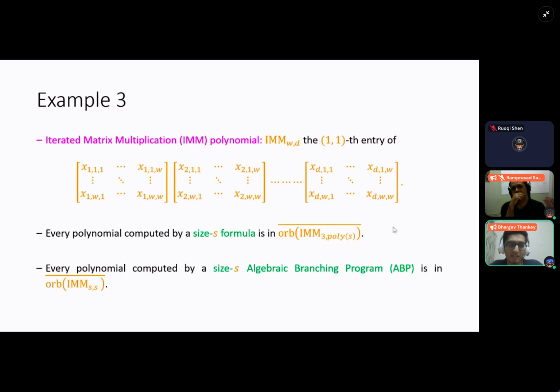The third example is that of the iterated matrix multiplication, or the IMM polynomial. The IMM_{w,d} polynomial is the (1,1)th entry of the product of d many w cross w matrices whose entries are distinct variables. It is known that every polynomial computed by a size s formula is in the orbit closure of IMM_{3, poly(s)}, and every polynomial computed by a size s algebraic branching program, or ABP, is in the orbit closure of IMM_{s,s}.